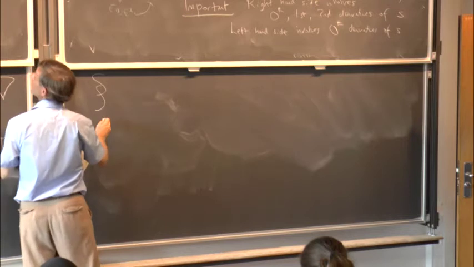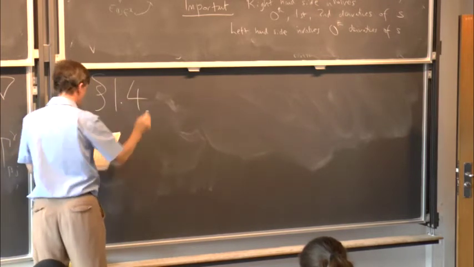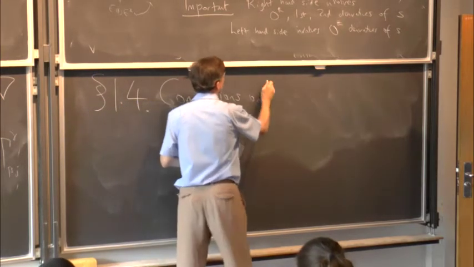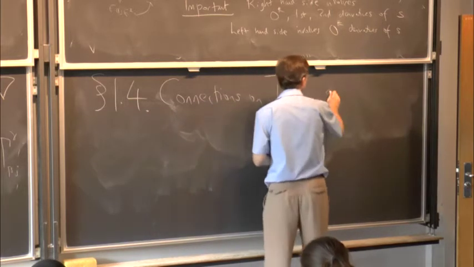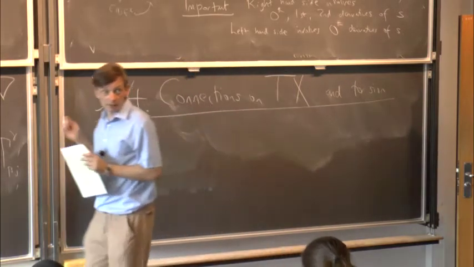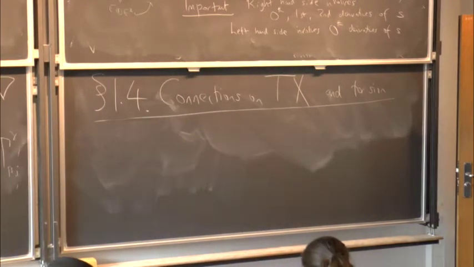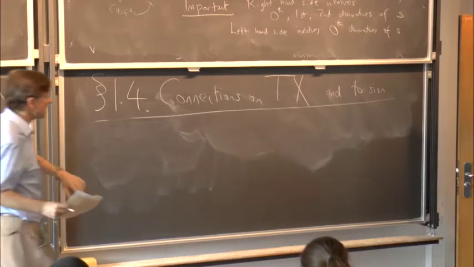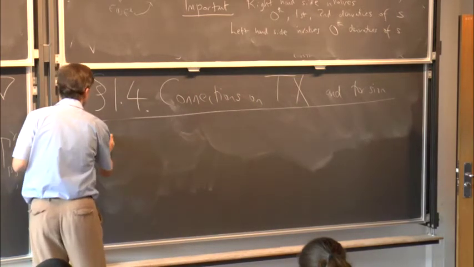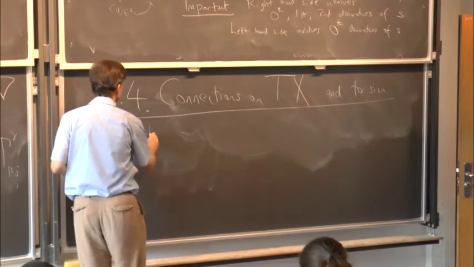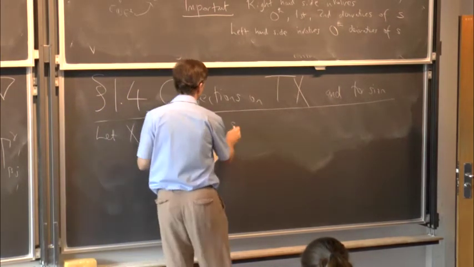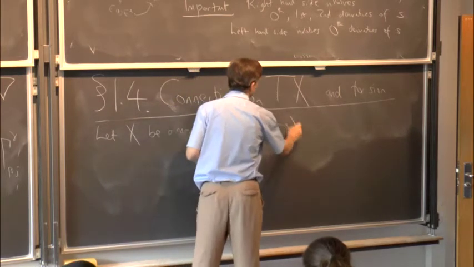Next section, 1.4, on connections on tangent bundle TX and torsion. So far I've been talking about connections on a general vector bundle E. Now I want to take my vector bundle E to be the particular vector bundle TX, the tangent bundle. So let's take X to be a manifold, so that TX over X is a vector bundle.